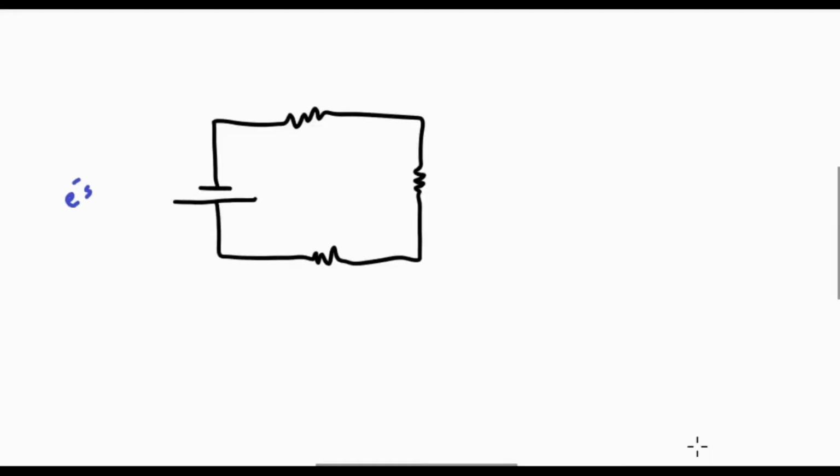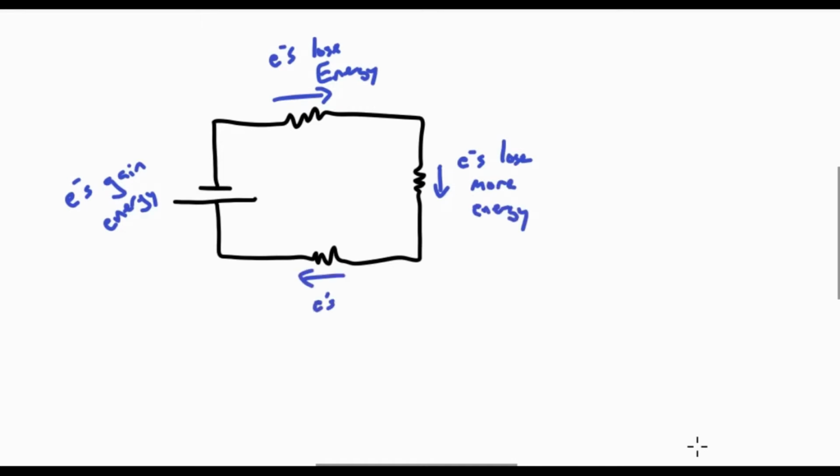Applying this to a series circuit, batteries are where electrons gain energy. When they hit the first resistor, they lose some of their energy. When they hit the second resistor, they lose more of their energy. When they hit the third resistor, they lose the rest of their energy and are now at 0. Then the battery gives them more energy again, and the process repeats.